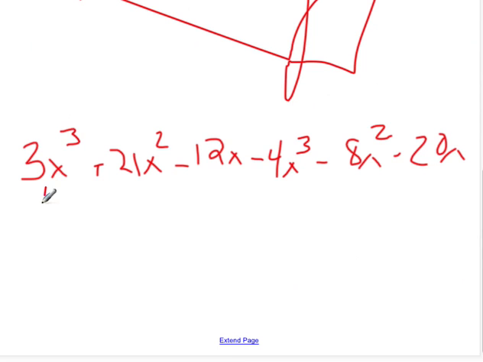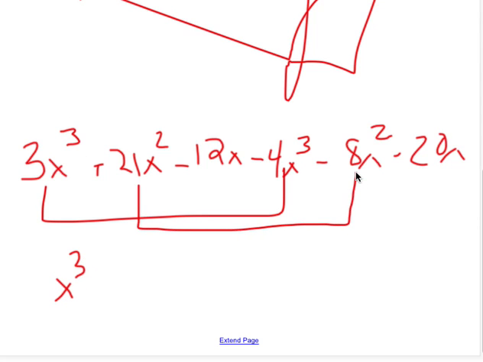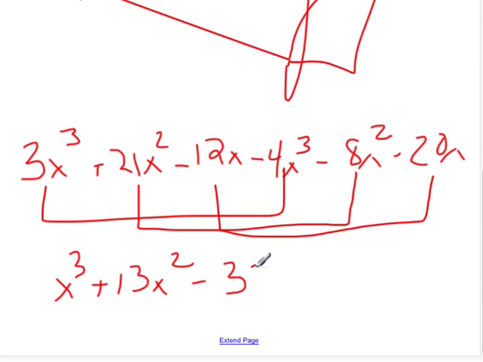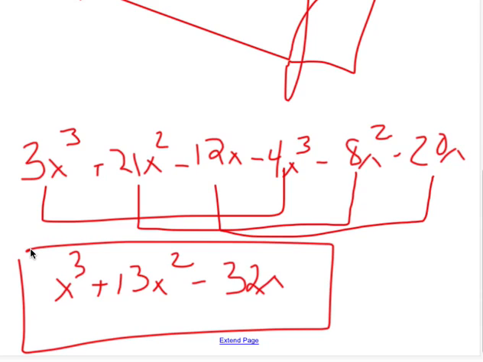So now I can go ahead and add like terms. So 3x cubed minus 4x cubed is negative x cubed. 21x squared minus 8x squared is going to be 13x squared. Notice when I'm adding like terms, I'm not adding the exponents. And then negative 12x minus 20x, when you add two negative numbers, it gets more negative. So you get negative 32x. So that right there is your final answer, and that's the conclusion of the quiz review video.